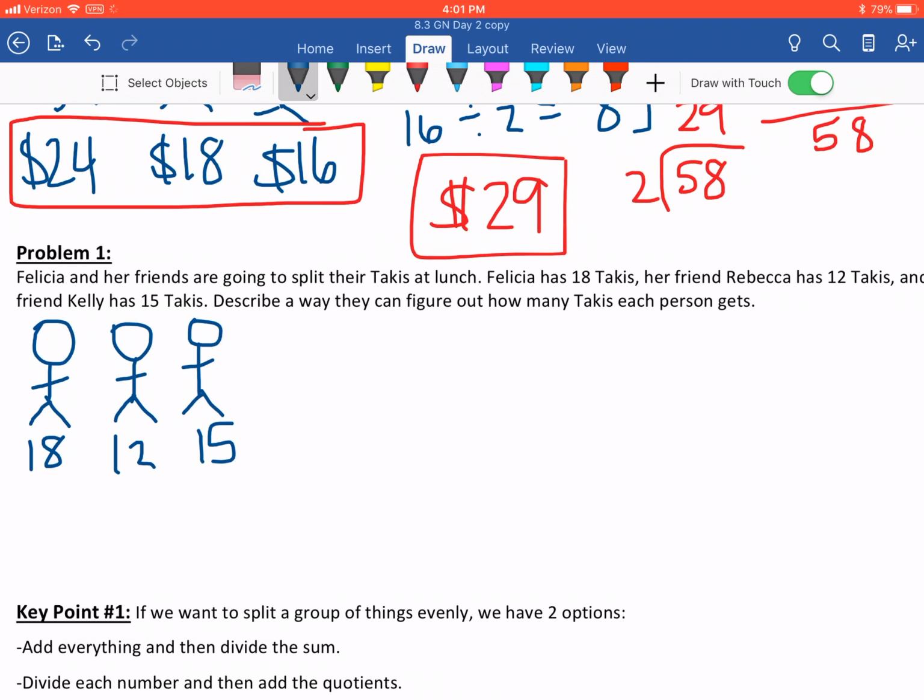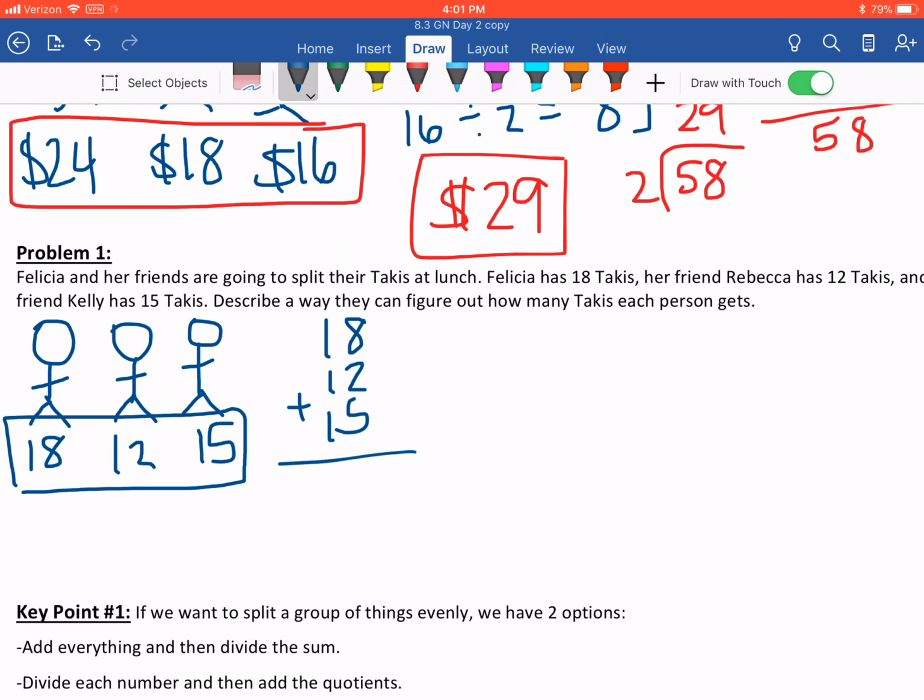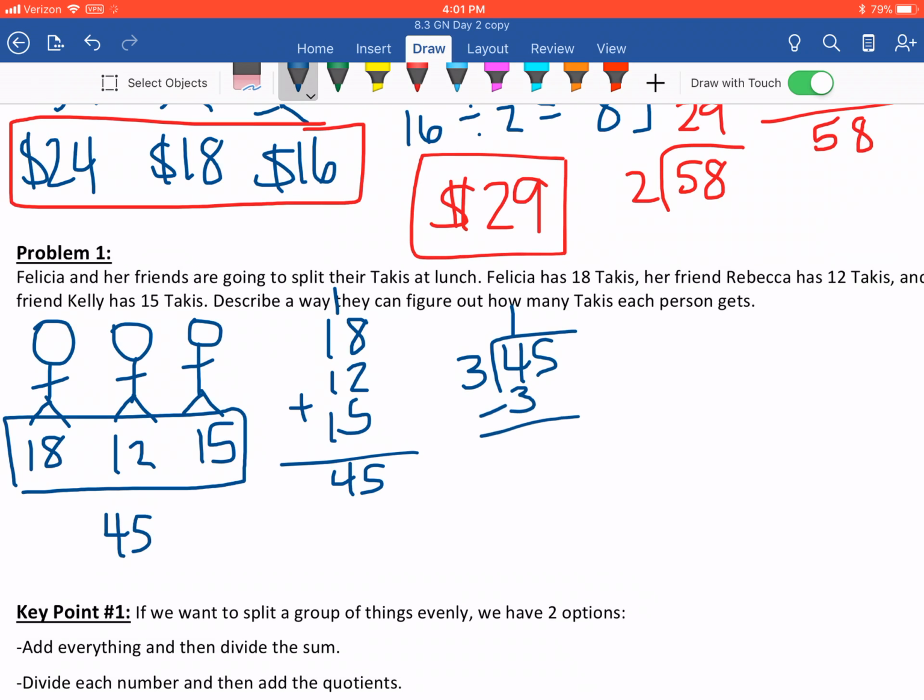So we could do something very similar. I am just going to take all of their Takis and be like, all right, she has 18, she has 12, she has 15. If I put them all together, 18 plus 12 plus 15. 8 plus 2 is 10 plus 5 is 15. Carry the 1. We get 45. Cool. So in total, they have 45 Takis. There's 3 of them, so they're going to split 45 Takis up with 3. 3 goes into 4 one time. Remainder 15. 3 goes into 15 5 times. So they each get 15.